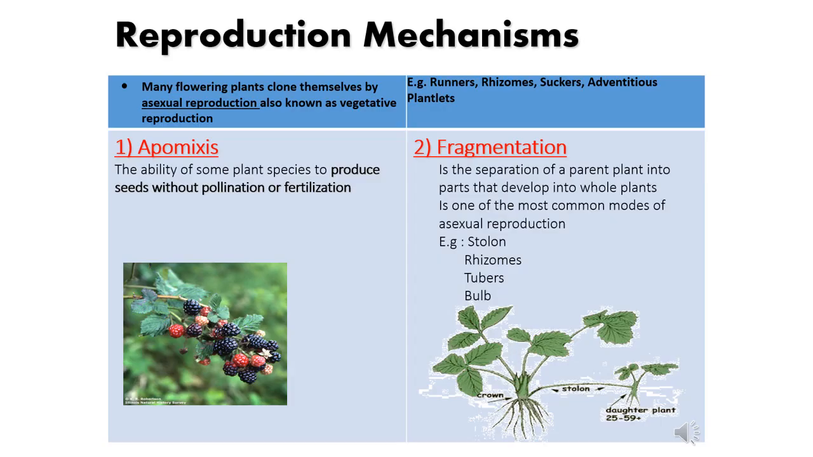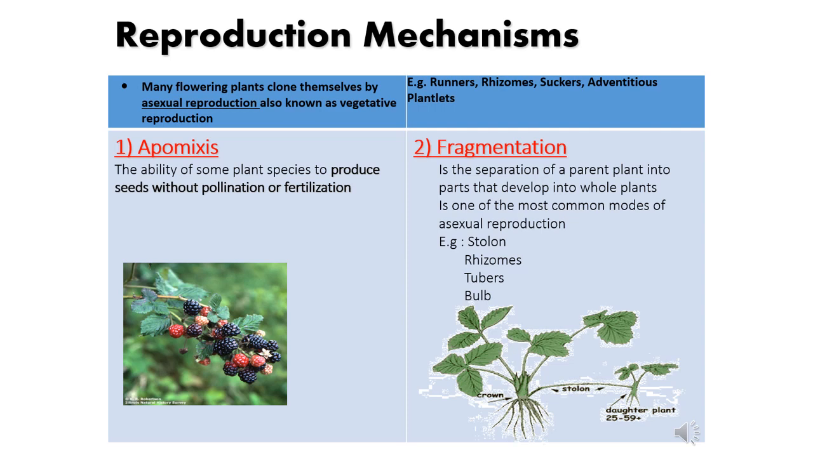Okay. Now we continue with the reproduction mechanism, which will be towards the end. So as you all know already, we learn about asexual and sexual reproduction. Most of the time, plants normally practise asexual reproduction. So they are able to clone themselves. Through this asexual reproduction, it is also known as vegetative reproduction. For example, as I mentioned earlier, runners, rhizomes, suckers and adventitious plantlets. These are known as vegetative reproduction.